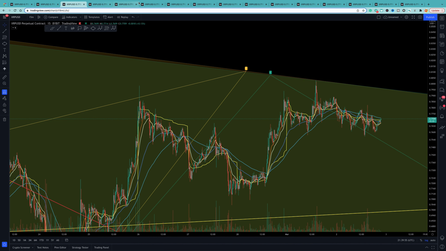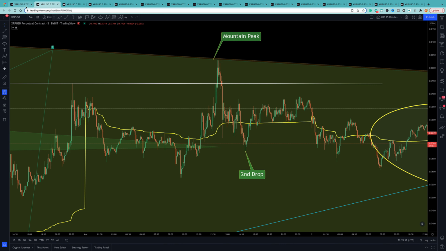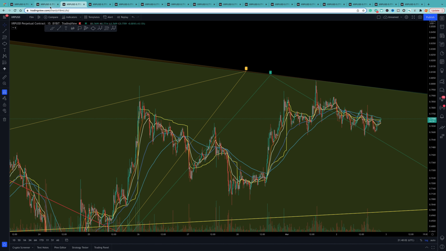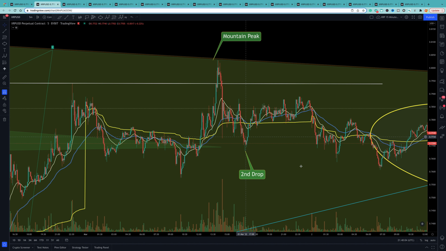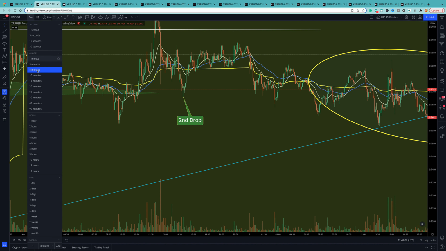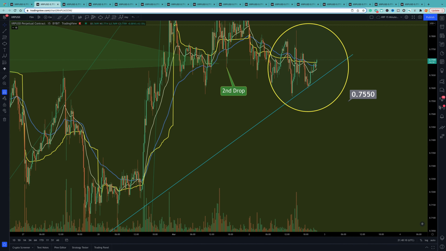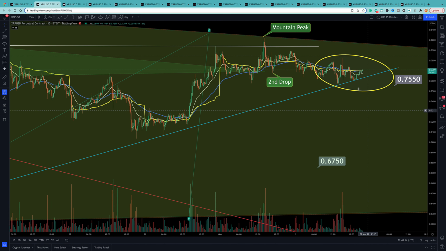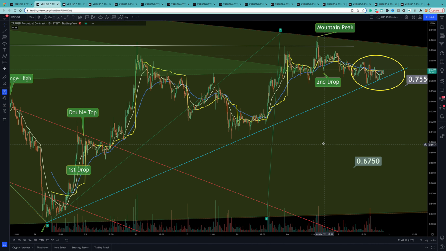I want to see it break. Where's that divergence line? Here we go. I want to see it break this divergence line.